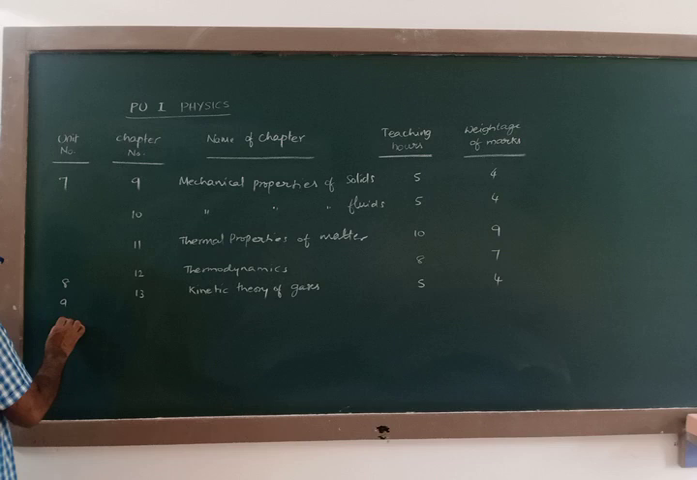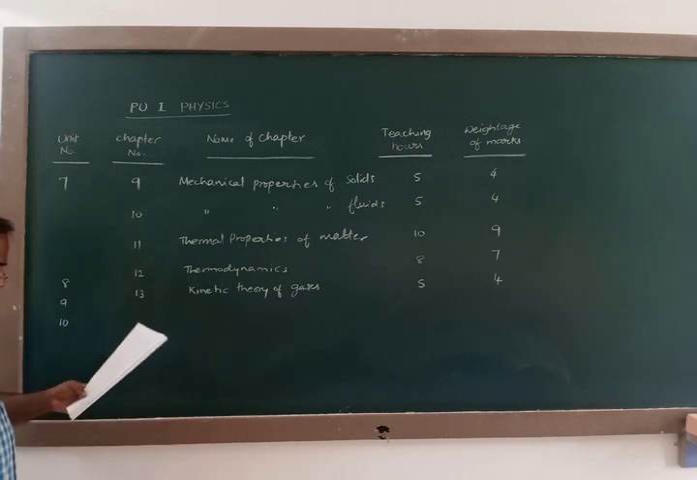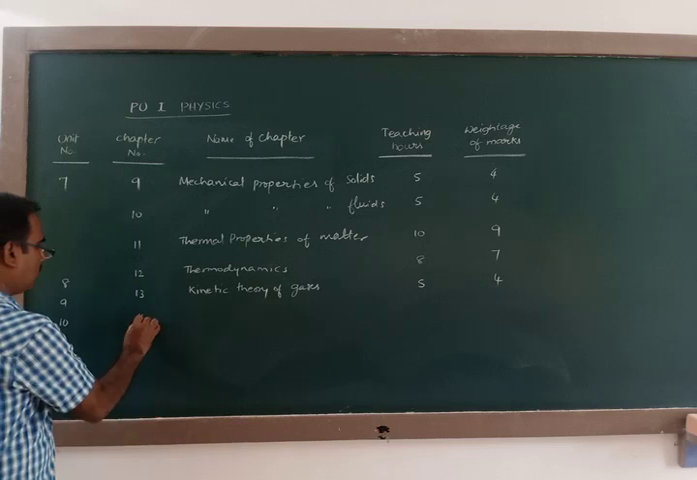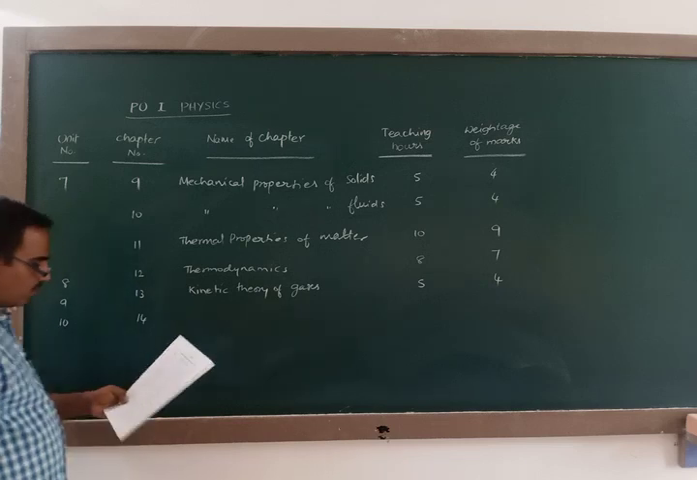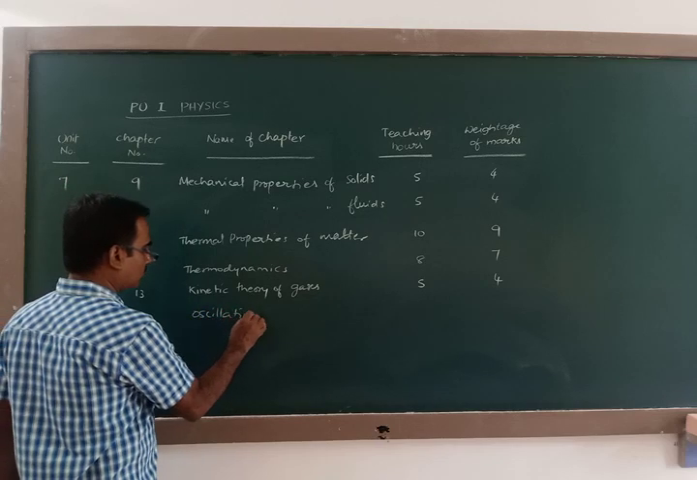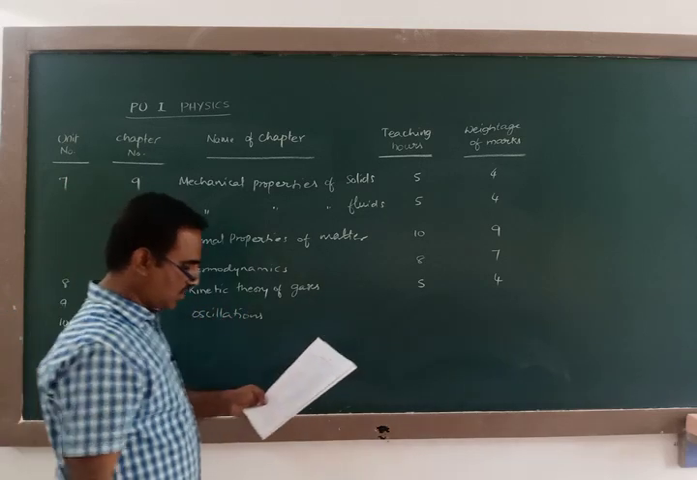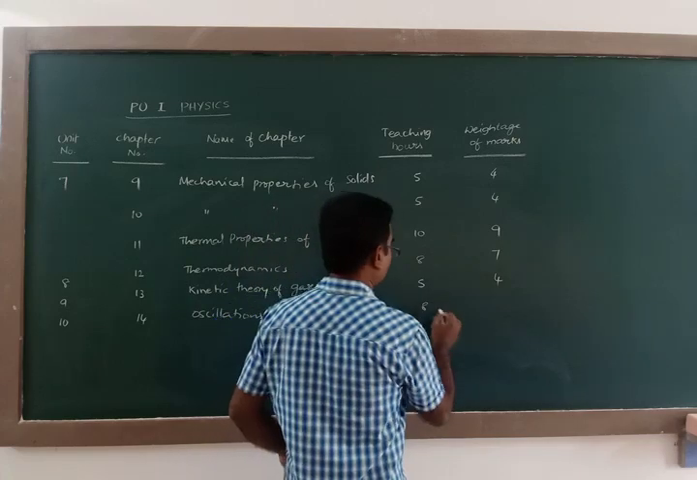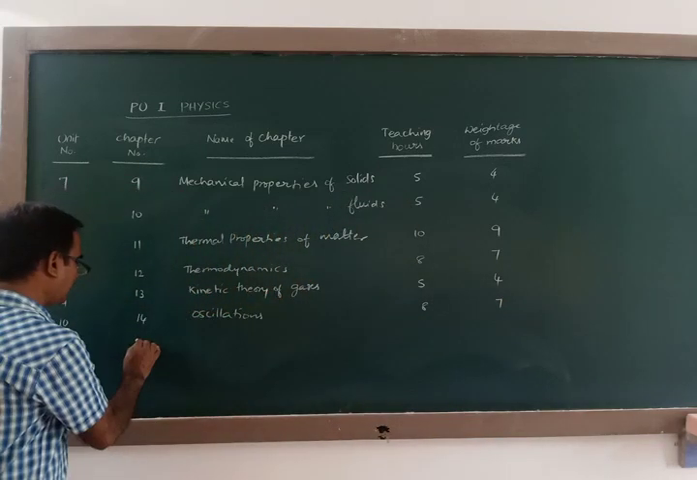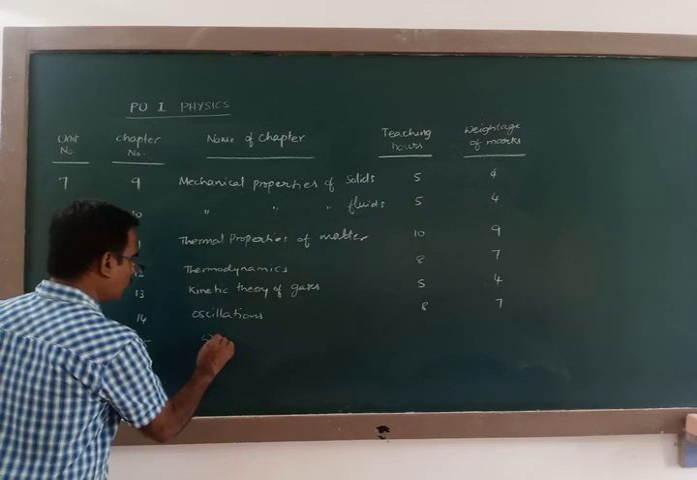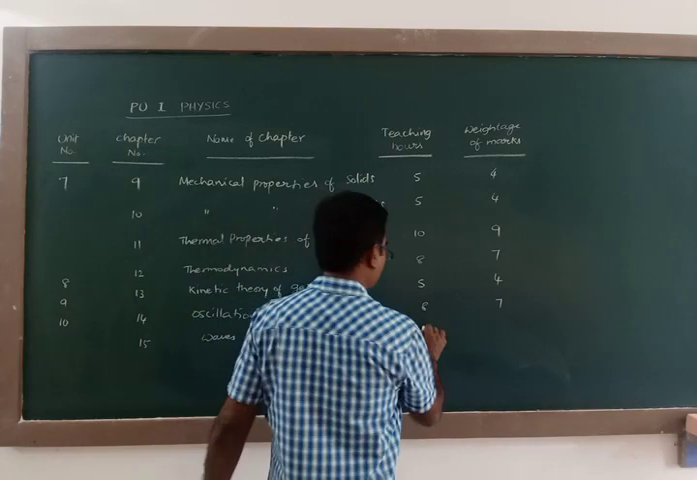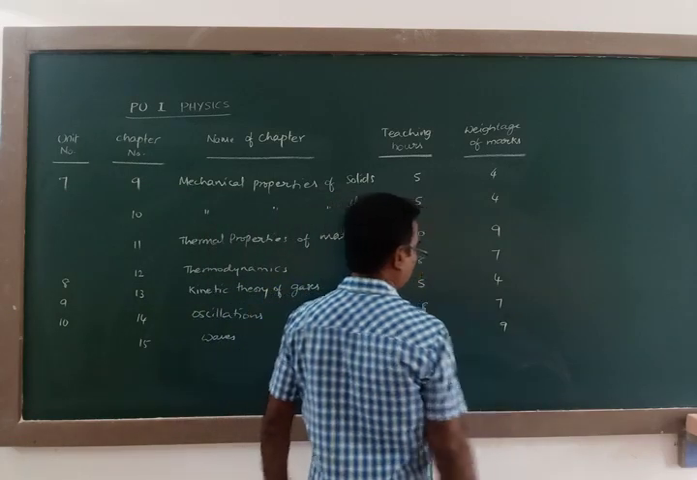The last unit is called oscillations and waves. Here you have 2 topics. One is oscillation. This is for 8 hours and 7 marks. And the last one is waves. So this is for 10 hours and 9 marks.